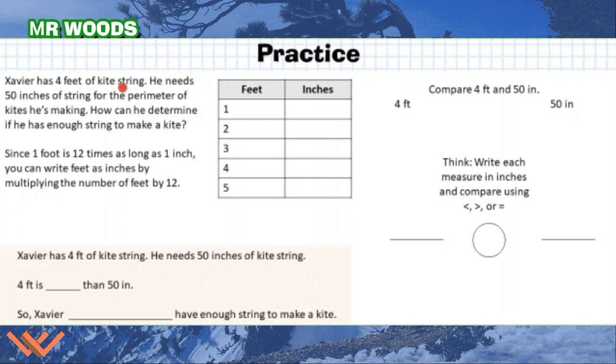Xavier has 4 feet of kite string. He needs 50 inches of string for the perimeter of kites he's making. How can he determine if he has enough string to make a kite? Since 1 foot is 12 times as long as 1 inch, you can write feet as inches by multiplying the number of feet by 12.